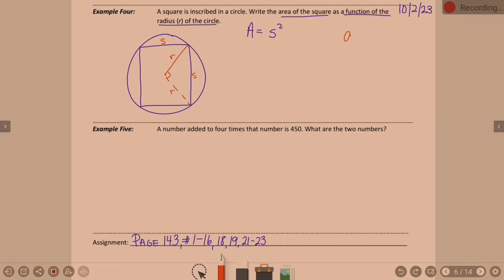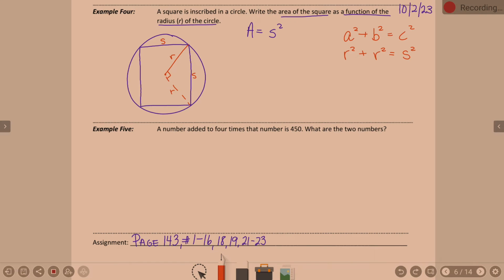A squared plus B squared equals C squared. What are my A and B here? R's, because A and B are your legs that meet at a right angle. What meet at a right angle here is R and R. So R squared plus R squared equals, what's my hypotenuse, my C value? S. So I have R squared plus R squared equals S squared.